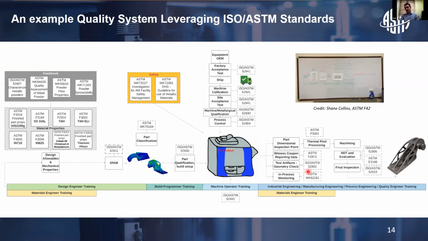And once machines are qualified, you go to the part acceptance, or the post-processing aspect, where you do thermal post-processing. Then you have to do machining, you have to do NDT evaluation, then you have to do final inspection. So this is the process chain that you can see in an additive manufacturing workflow, and all these elements can be qualified with the help of these standards.